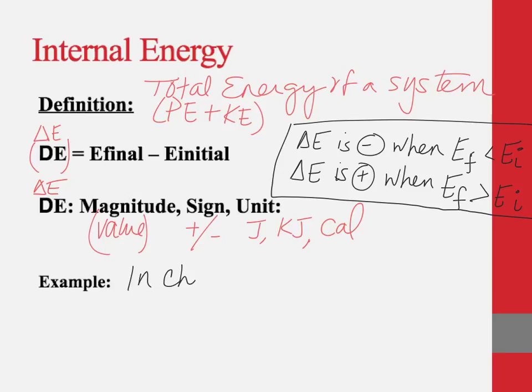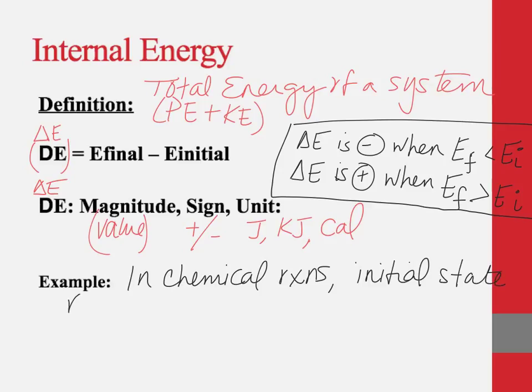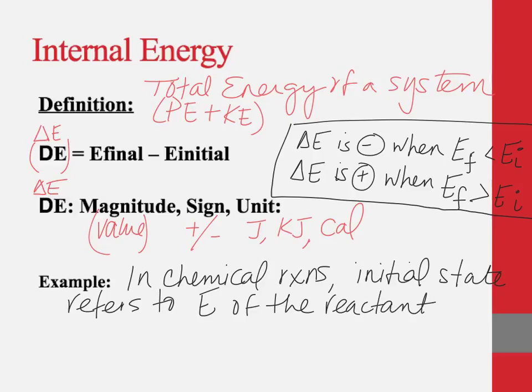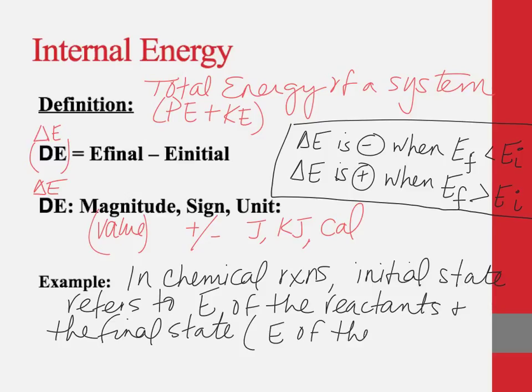So in chemical reactions, we're studying energy changes. And the initial state refers to the energy of the reactants, which should make sense. And the final state is the energy of the products.